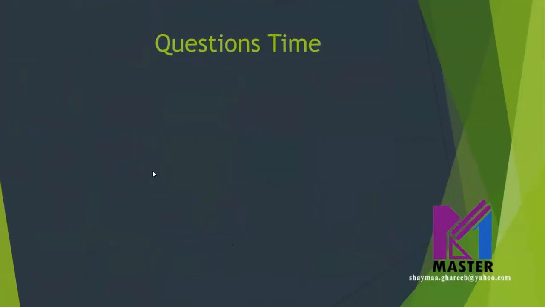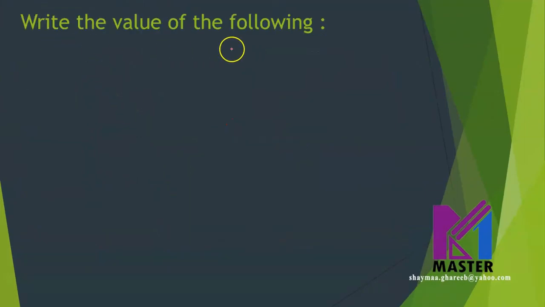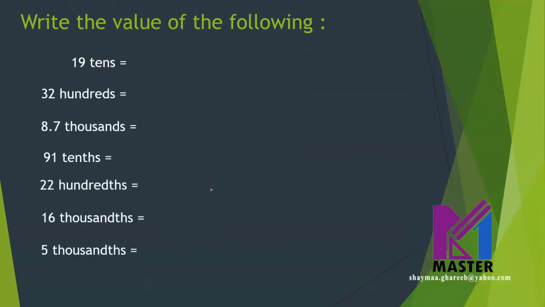Now let's see some questions. Are you ready? Write the value of the following. We have some numbers here and we need to write their value as a decimal number. 19 tenths, we said the word tenths means I will multiply by 10, or I will cross the word tenths and put 0. Then my answer will be 190.